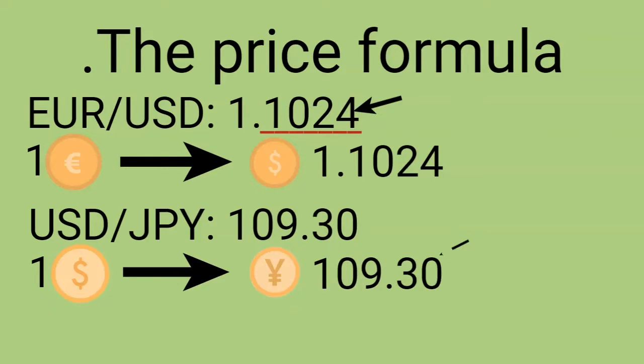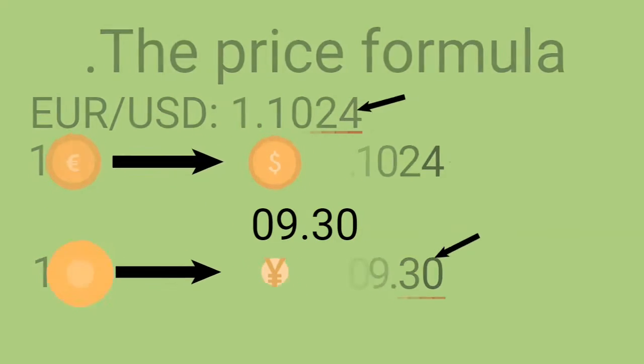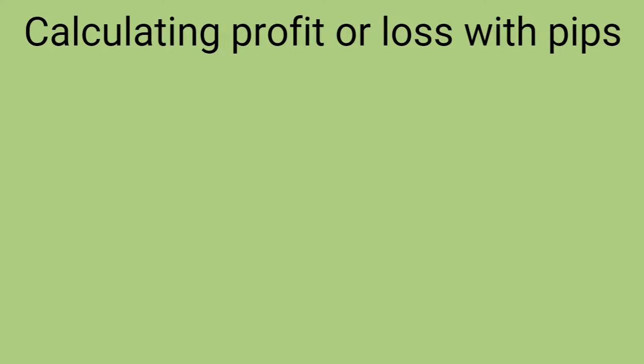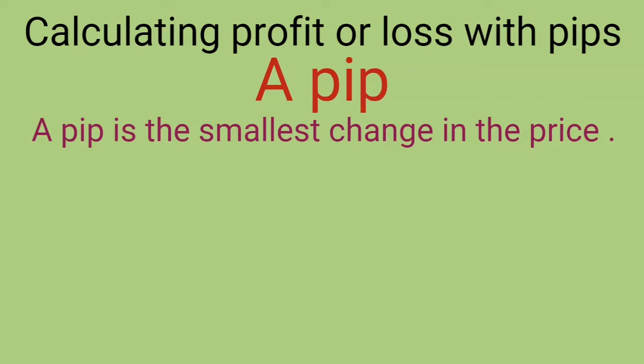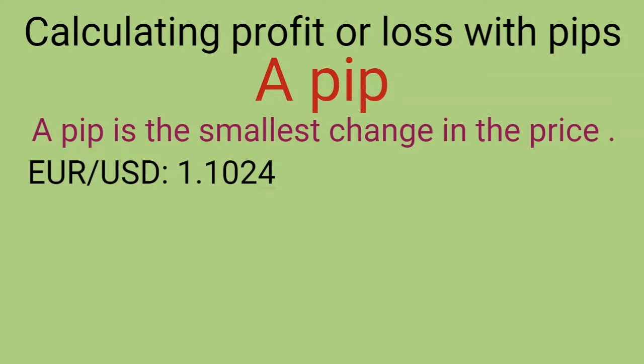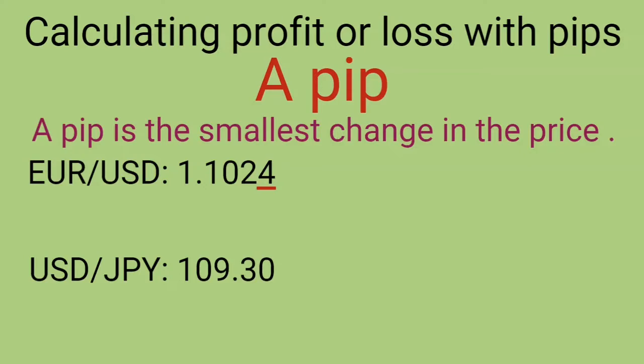In the first example, you can see that there are 4 digits after the decimal point, and in the second example, there are 2 digits after the decimal point. We calculate the profit or loss in pips. A pip is the smallest change in the price. For the first example, EUR/USD, it is the 4th number after the decimal point, and for the second example, USD/JPY, it is the 2nd number after the decimal point.